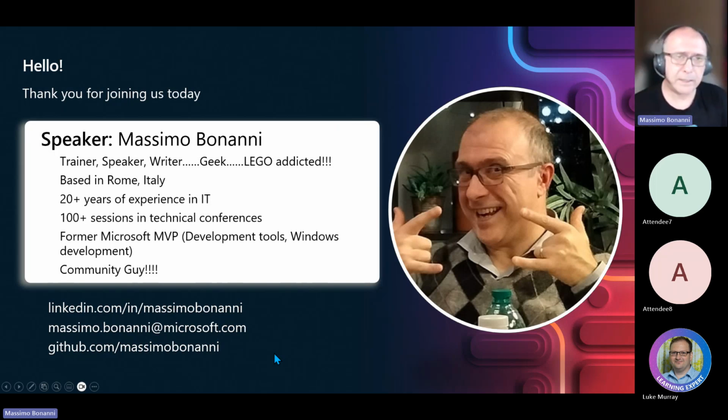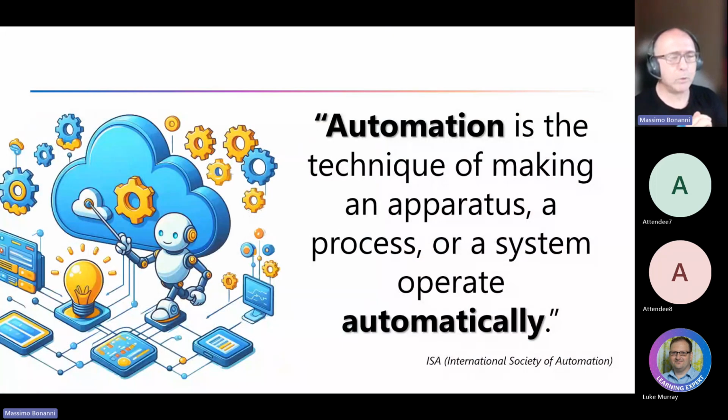Just to start, I would like to recap what we talked about last time. We start from the automation definition. This is the definition of the International Society of Automation. Automation is the technique you implement of making an apparatus and process, in our case the Azure resources, operate automatically. So something happens, you want to react, you want to execute some task to remediate or to do something. This is the approach we want to talk about.